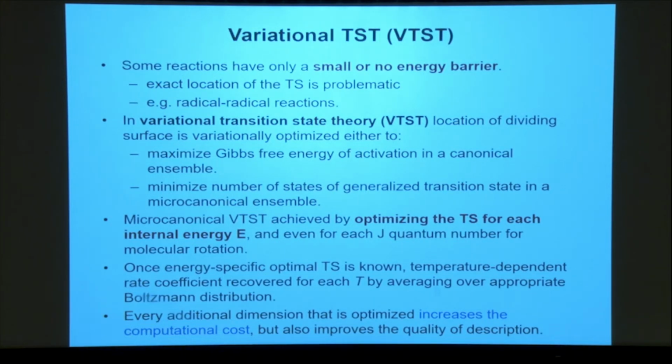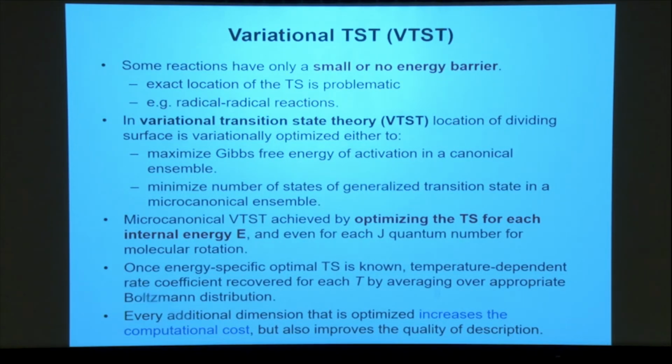So in transition state theory, the location of the dividing surface is variationally optimized either to maximize the Gibbs free energy of activation in a canonical ensemble or to minimize the number of states of a generalized transition state in a microcanonical ensemble. So here what we're doing then is we're optimizing the transition state for each of the internal energies. So this is a much more expensive method than standard transition state theory.